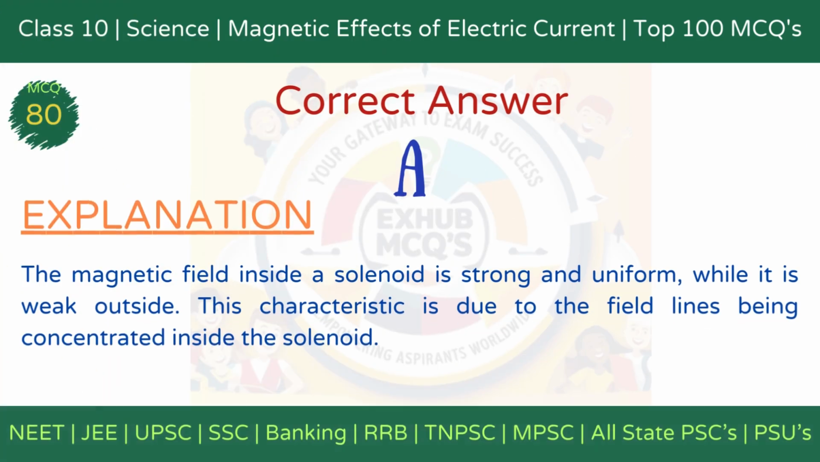The correct answer is option A, strong inside, weak outside. Explanation. The magnetic field inside a solenoid is strong and uniform, while it is weak outside. This characteristic is due to the field lines being concentrated inside the solenoid.